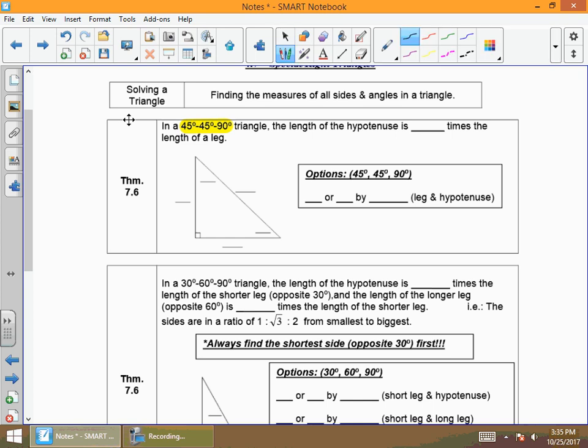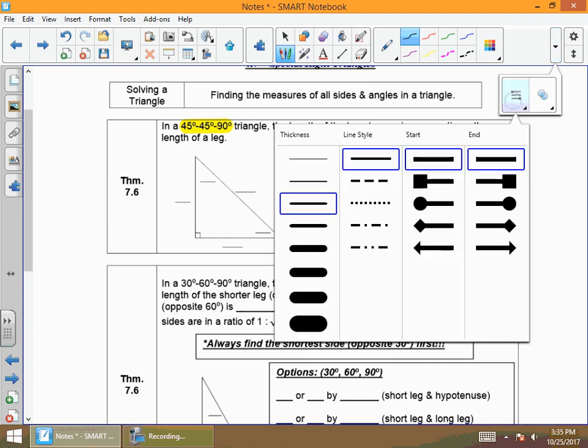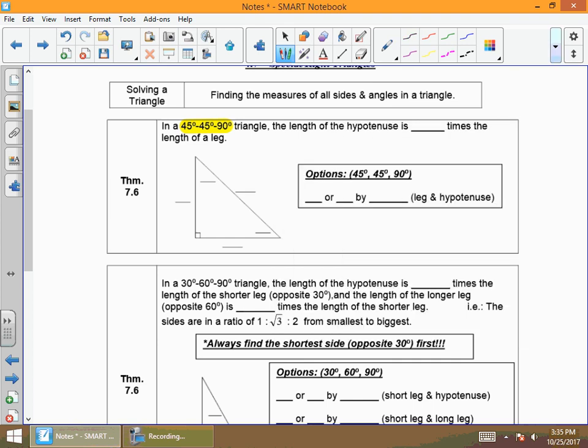As I write down the angles here, my angles are 90, 45 degrees, and 45 degrees. Hopefully you know that when I have two angles that are both 45 degrees, or two congruent angles, then the opposite sides are congruent. This is something we learned about isosceles triangles. So if I have two 45-degree angles, then the opposite sides are actually congruent.